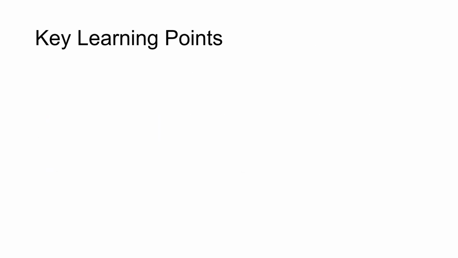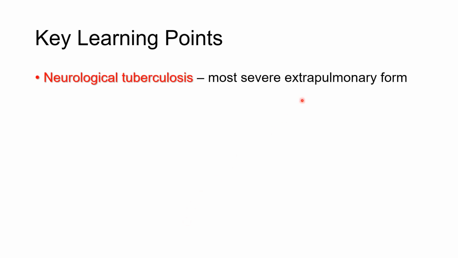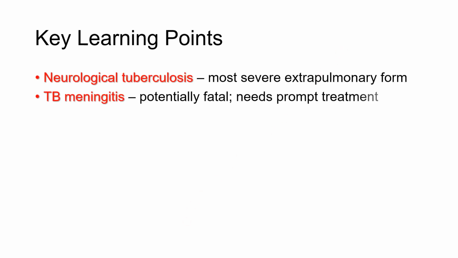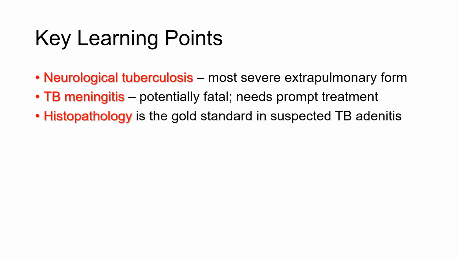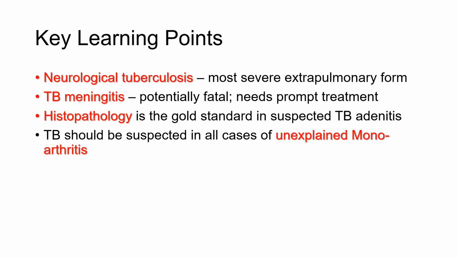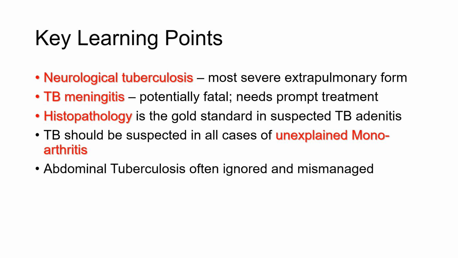So what are the key learning points of the extrapulmonary tuberculosis we learned today? First thing is neurological tuberculosis is the most severe extrapulmonary form. TB meningitis is a potentially fatal condition and it needs proper diagnosis and prompt treatment. Histopathology is the gold standard in suspected tubercular adenitis. Tuberculosis should be suspected in all cases of unexplained monoarthritis. And abdominal tuberculosis can often be ignored and mismanaged. A high index of suspicion and proper investigation is necessary for diagnosing and treating abdominal tuberculosis.